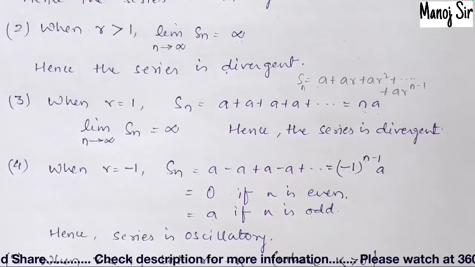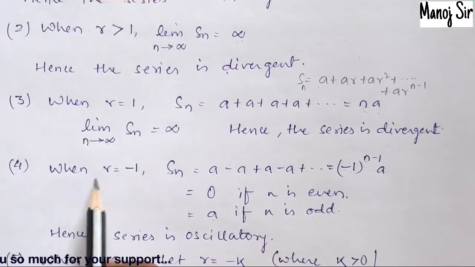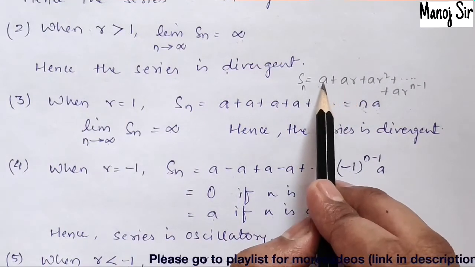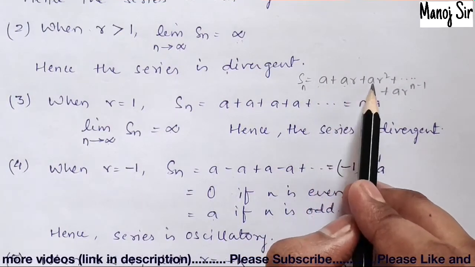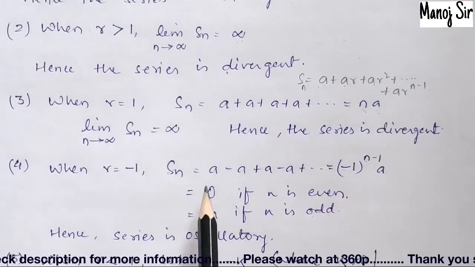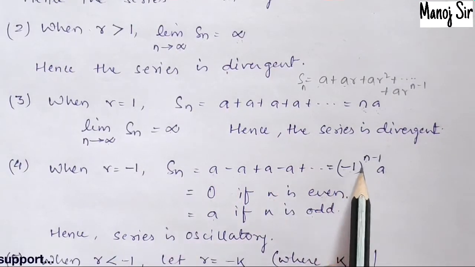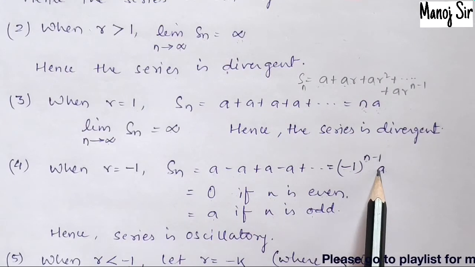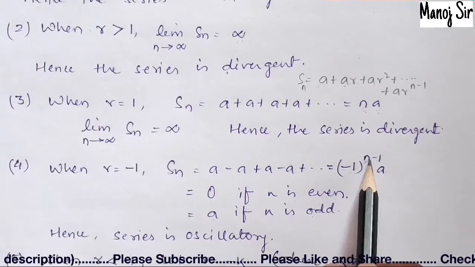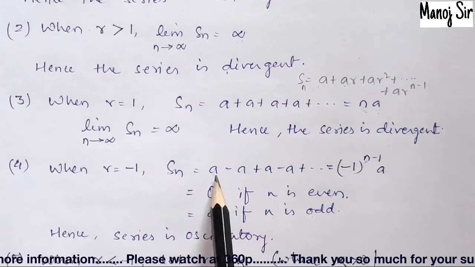Very important point. When r is equal to minus 1, if you put minus 1, this is going to be a, then minus a, then a, the next term will be minus a, and so on. So we can say Sn equals minus 1 power n minus 1 into a. If you put n equals 1, then 1 minus 1 will become 0, anything power 0 will become 1, and 1 into a will become a.